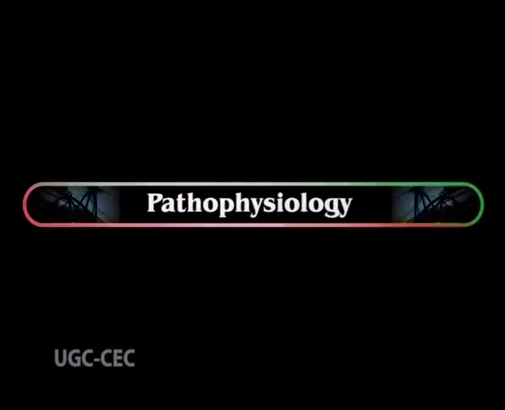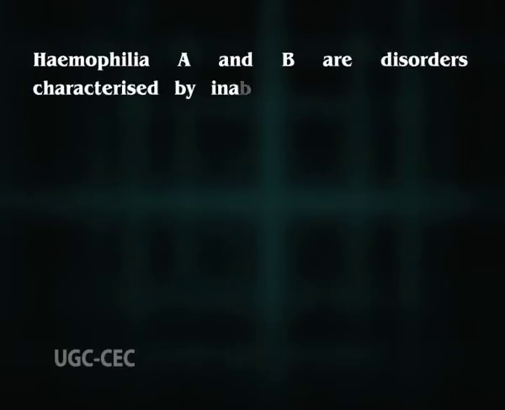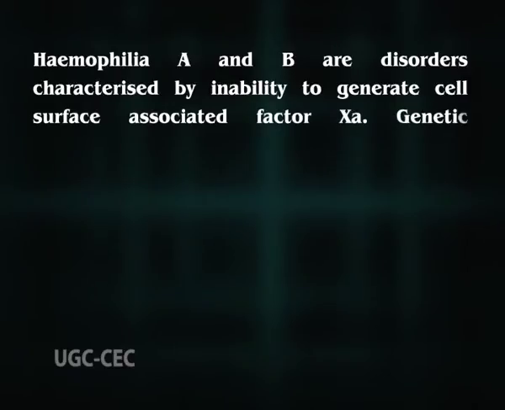Pathophysiology. Factor 7 activated by thrombin and factor 9 activated by TF or factor 7A complex together activate factor 10, leading to thrombin generation and conversion of soluble fibrinogen to insoluble fibrin. Hemophilia A and B are disorders characterized by inability to generate cell surface associated factor 10A.